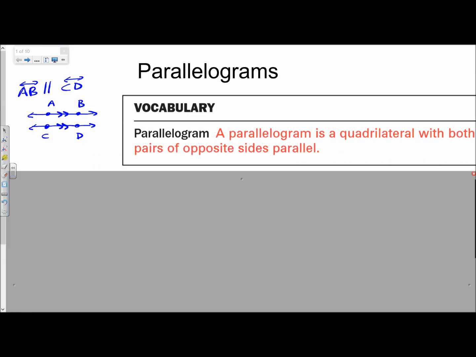So line AB and line CD are parallel. This is a symbol, the double bars. But now look what I'm going to do now. I'm going to go ahead and do it with a different color marker here.